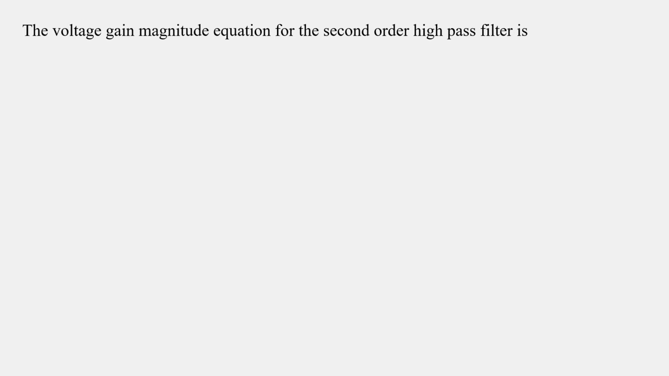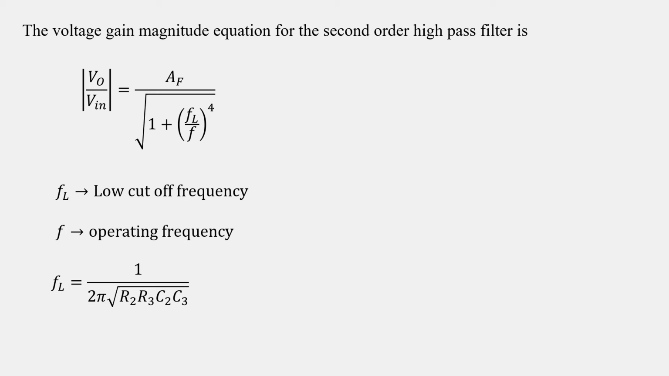The voltage gain magnitude equation for the second order high pass filter is given by magnitude of V0 by Vin, which is equal to AF divided by square root of 1 plus (FL over F) to the power of 4. Since it is a second order filter, it is to the power of 4, where FL is the lower cutoff frequency, F is the operating frequency, AF is the gain of the filter in the pass band, and FL is equal to 1 over 2 pi square root of R2, R3, C2 and C3.